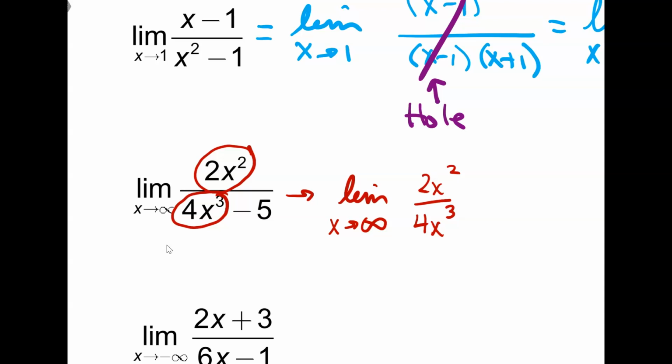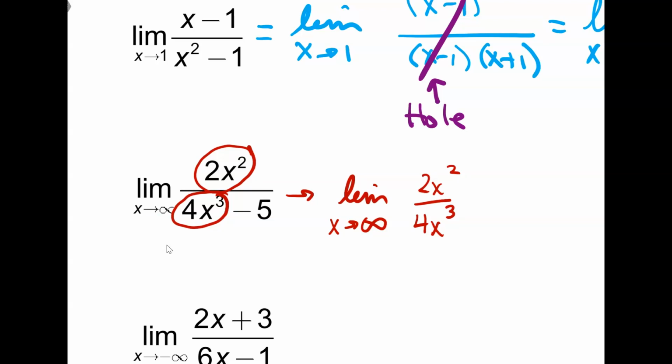So as x gets really big, the -5 stops mattering. Because if I put in a number like 1,000 for x, 1,000 times 1,000 times 1,000, the -5 is very minuscule. The thing that dominates is the highest term. That's why we're using the leading term test. That's what we use when x approaches infinity or negative infinity.